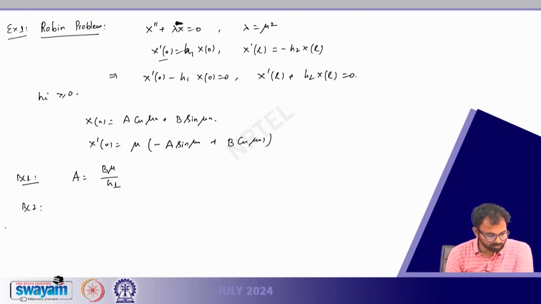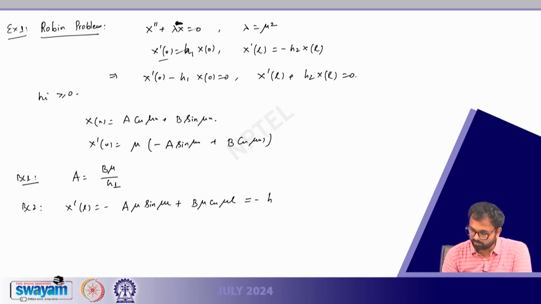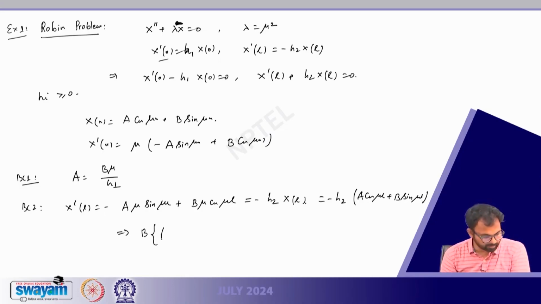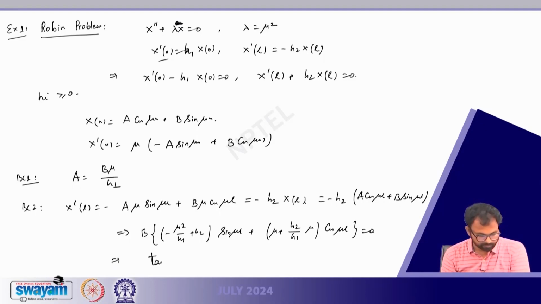And from boundary condition 2 we will be able to obtain X dash L. So we have X dash L equals minus a mu sin mu L plus b mu cos mu L, which equals minus h2 X at L, and this equals minus h2 times a cos mu L plus b sin mu L. From here if we simplify we will get b times minus of mu square by h1 plus h2 sin mu L plus mu h2 by h1 plus mu cos mu L. So therefore we get tan of mu L equals mu times h1 plus h2 divided by mu square minus h1 h2.